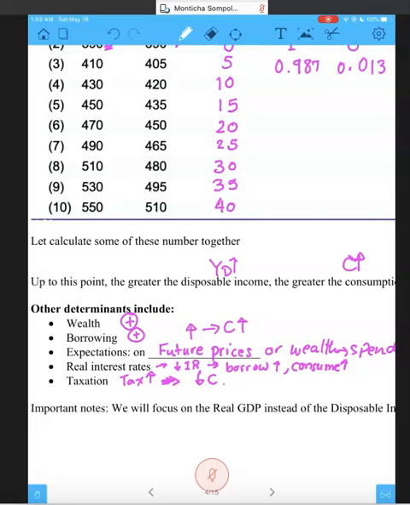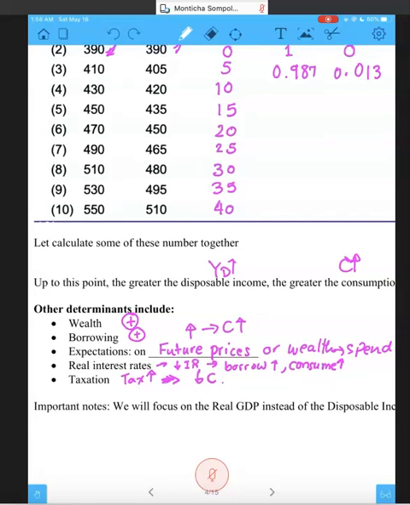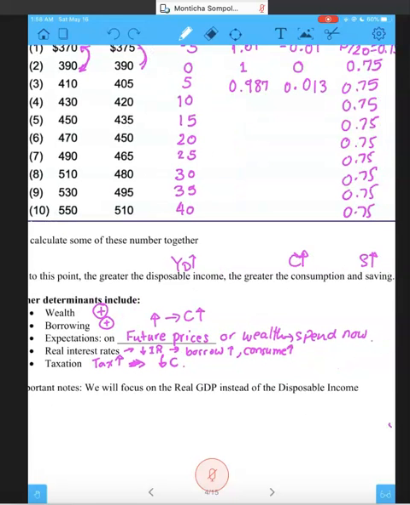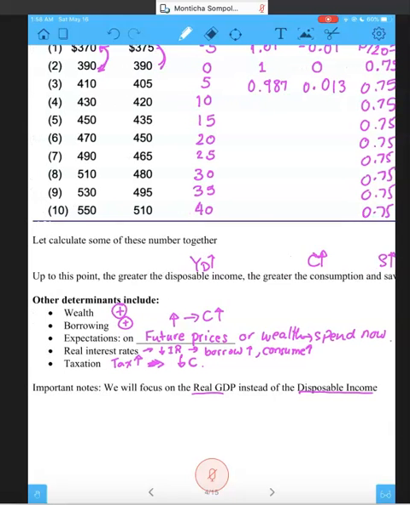Okay, now because the GDP and the disposable income, of course, they move together, we will focus on the real GDP instead of disposable income. So I'm comfortable using them interchangeably. But if I didn't bring any taxes in, basically consumption is a function of just Y. That's fine too.